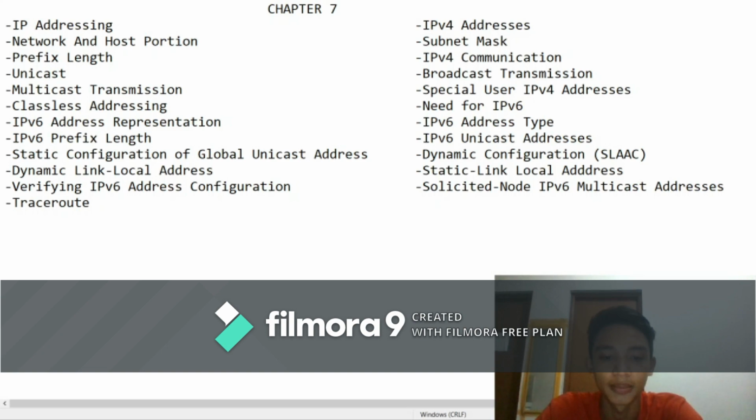IPv4 addresses. Binary is a numbering system that consists of the numbers 0 and 1 called bits. In contrast, the decimal numbering system consists of 10 digits, the numbers 0 to 9. Network and host portions. Understanding binary notation is important when determining if two hosts are in the same network. Recall that an IPv4 address is a hierarchical address that is made up of a network portion and a host portion.